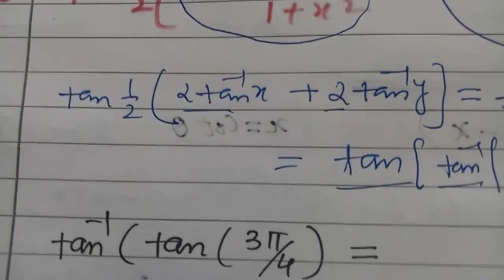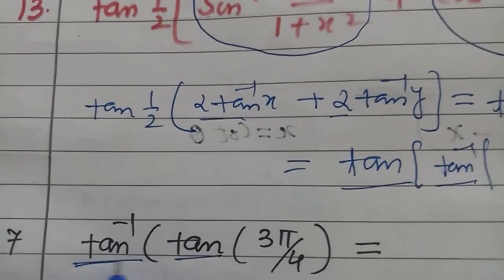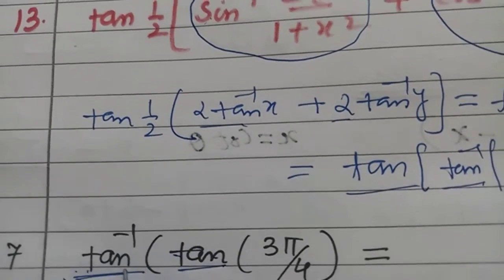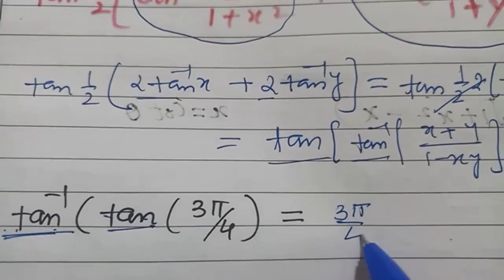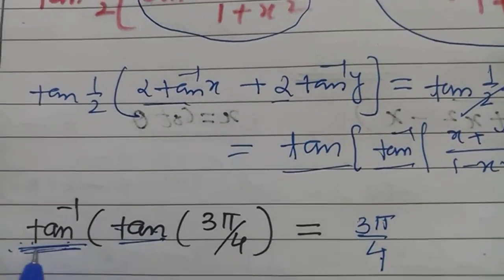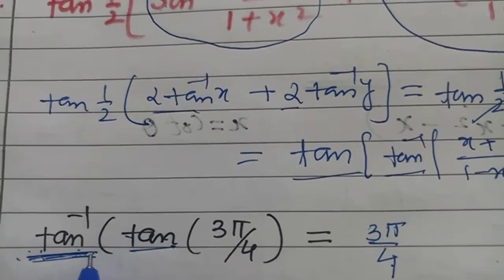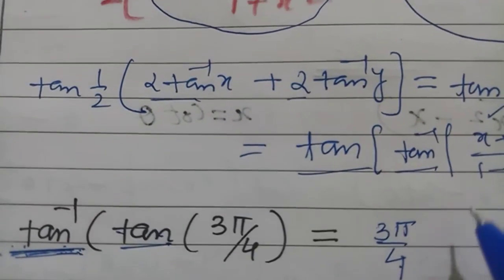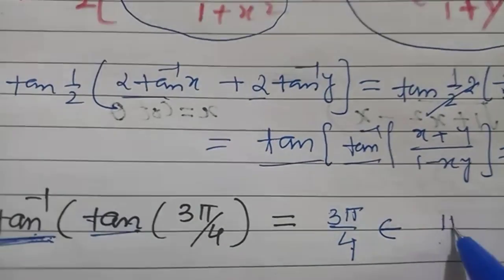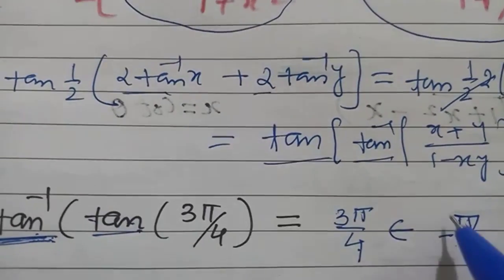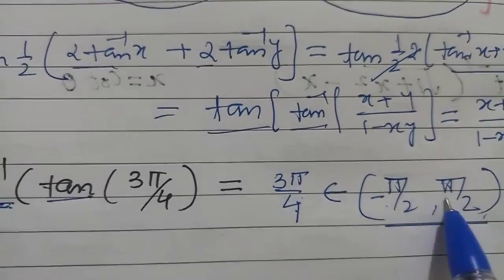Now you will think of cancelling these two, tan inverse and tan, and the answer is 3 pi by 4, which is wrong because we have already studied the range of tan inverse. It should belong to minus pi by 2 to pi by 2. But this is not coming between this.